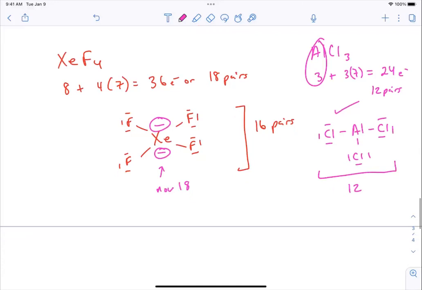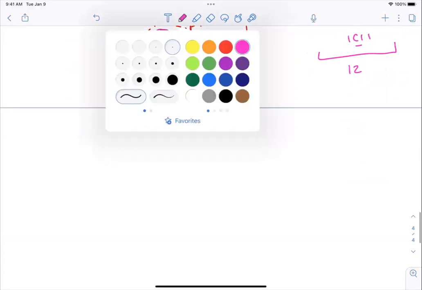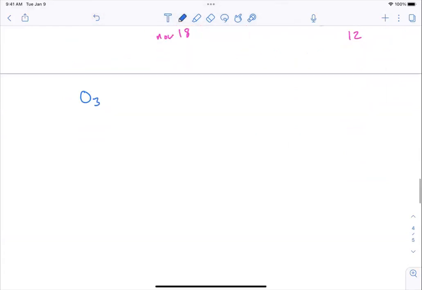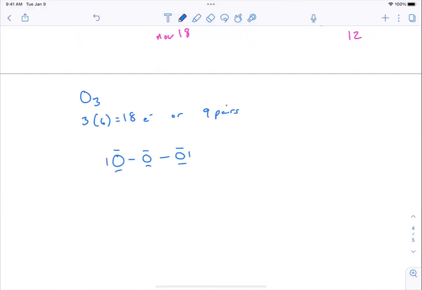Ozone follows the very same pattern as carbonate when you look at O3. So O3 is 3 times 6 is 18 electrons or 9 pairs. So when you draw ozone out with the test structure, you give every oxygen an octet, right? So how many pairs of electrons is this, Joey? 10 pairs. So that means you need to add a bond somewhere and replace the lone pairs, right? So which oxygen do you add the bond to?